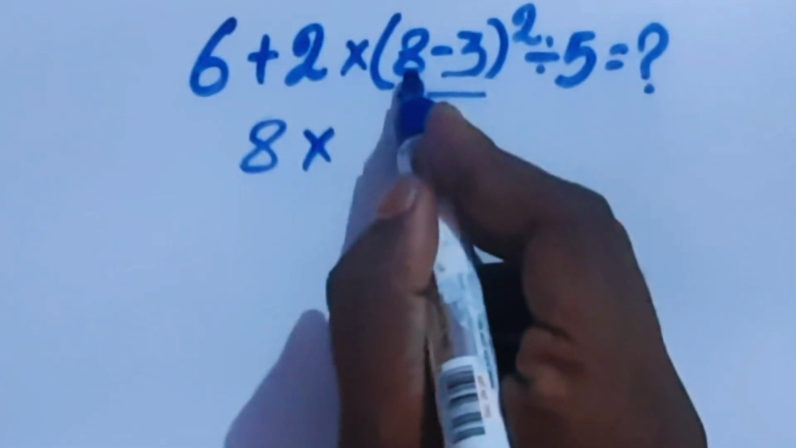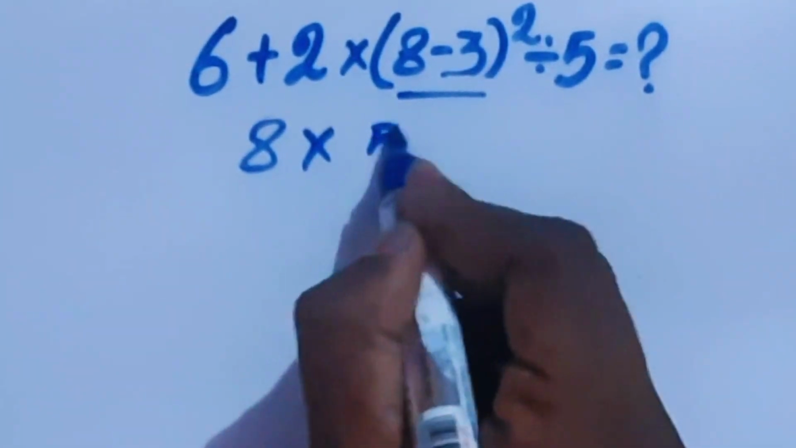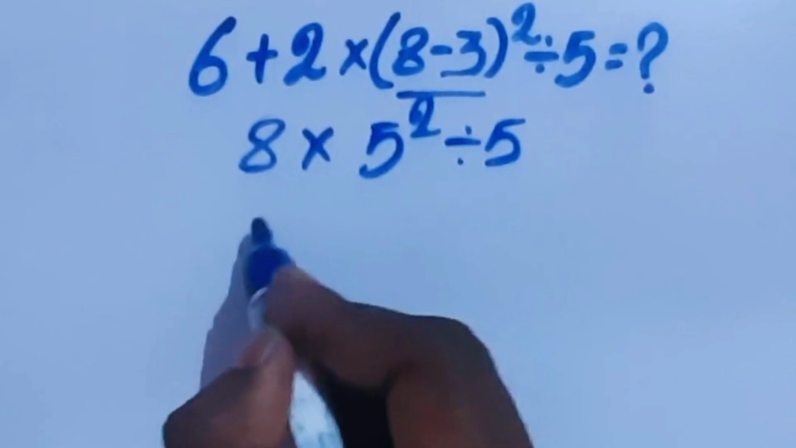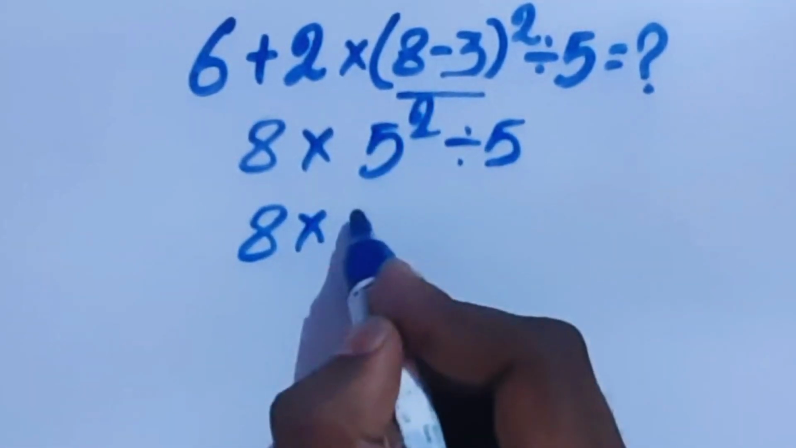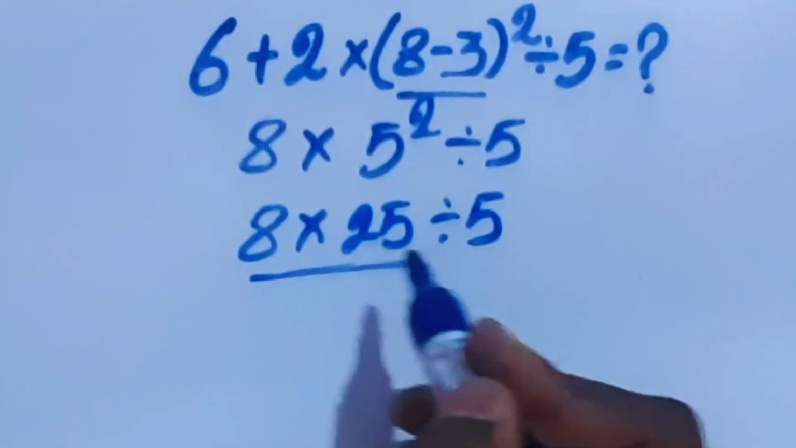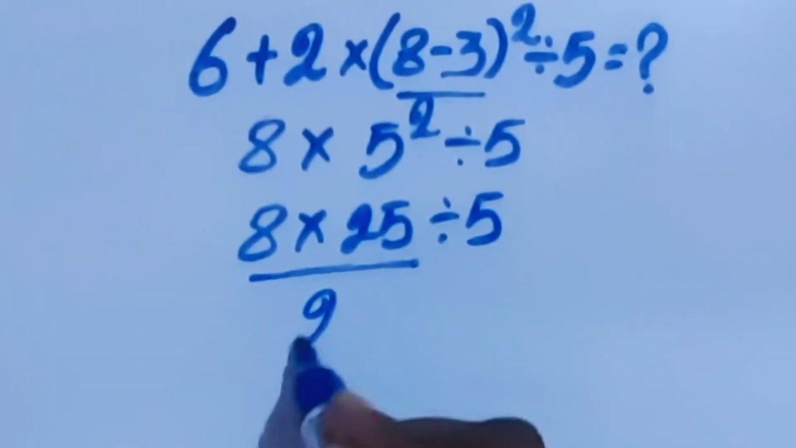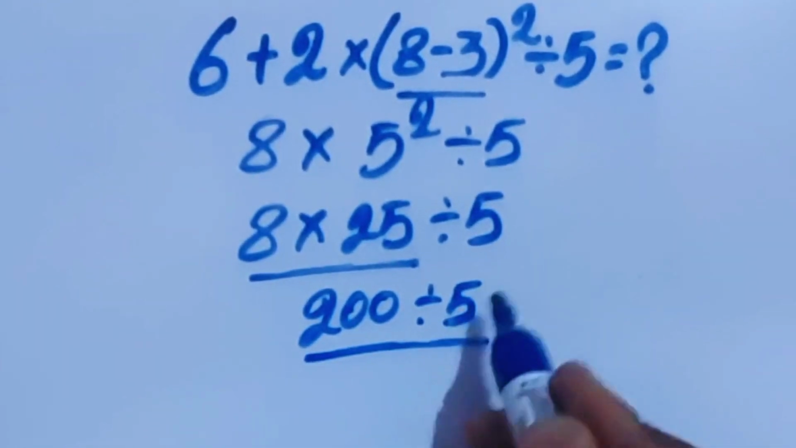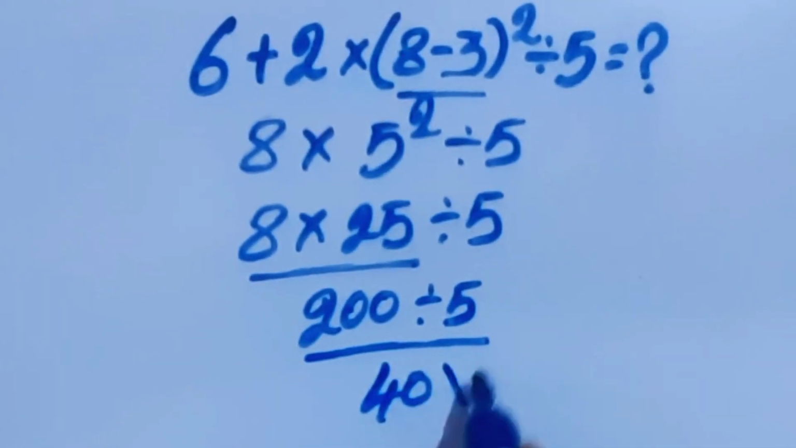6 plus 2 is 8 times. Here, 8 minus 3 is 5, squared, divided by 5. Here, 8 times 5 squared is 25, divided by 5. Now, 8 times 25 is 200, divided by 5. Here, 200 divided by 5 is 40, which is the wrong answer.